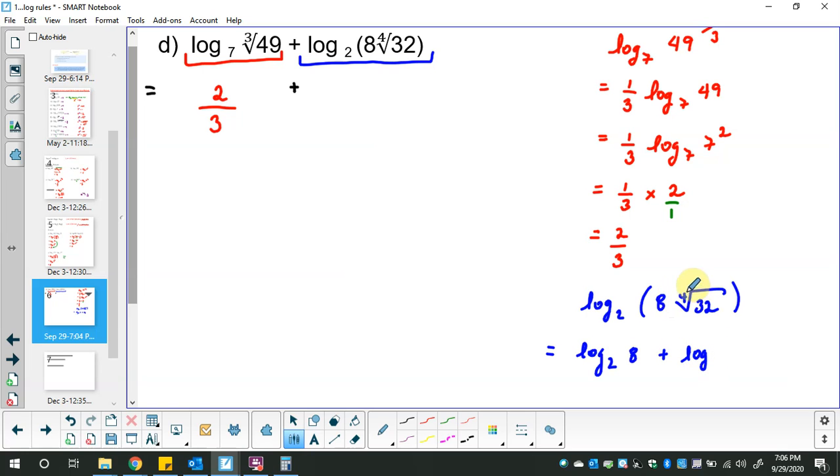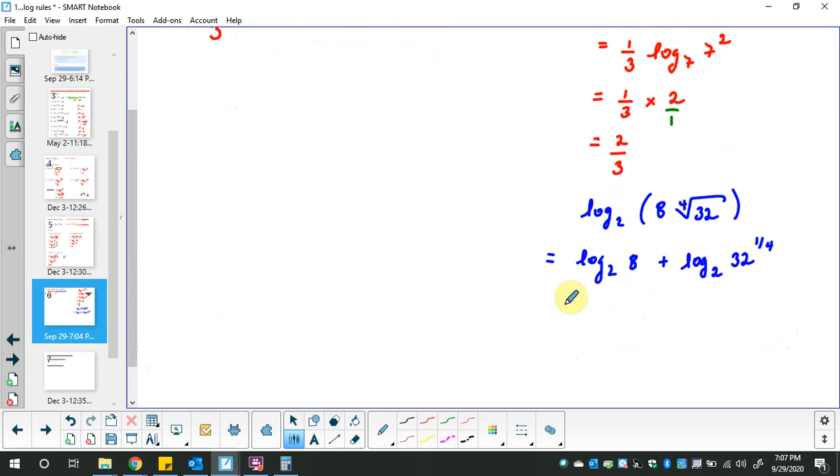I'm going to say, okay, multiplication can get torn apart into addition of logs of the same base of the two separate pieces. Now, I'm not going to write the 4th root of 32 here. Instead, I'm going to save myself a little bit of time and write 32 to the 1/4. 4 from the hook, 1 from the outside. Now I can do a little bit of playing.